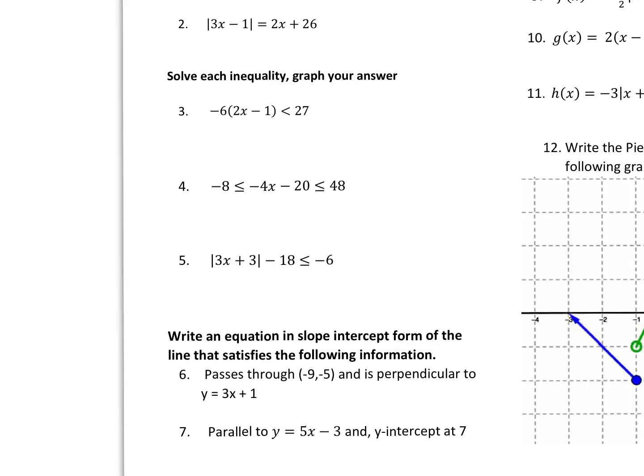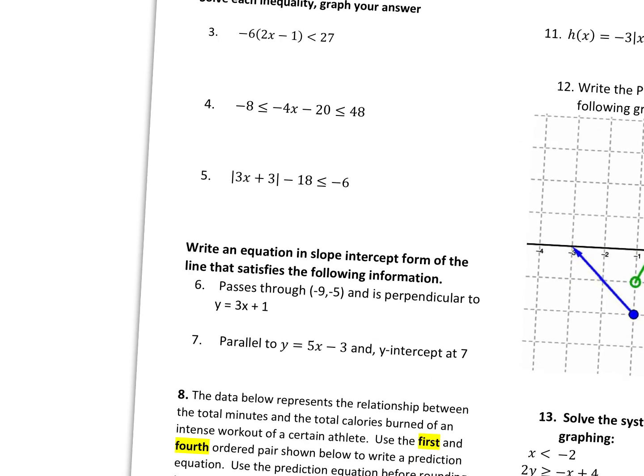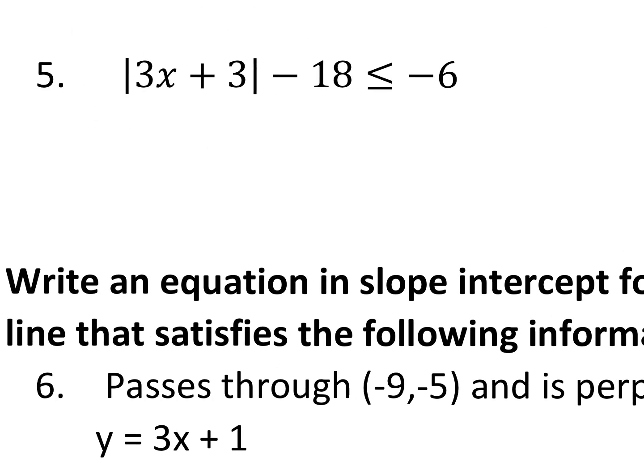So the next part of the worksheet, it might be a good idea to jump to number 5, since number 5 is an absolute value inequality. We have all inequalities, but since we just got done with absolute value equations, we might as well jump to number 5, go out of order a little, and solve this absolute value inequality, okay? So let's do that.